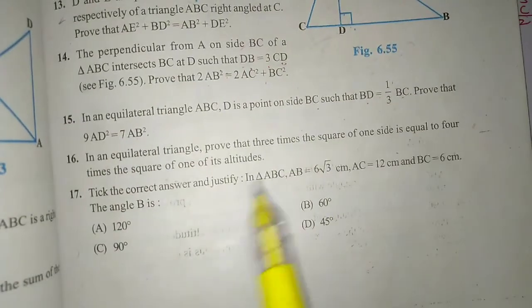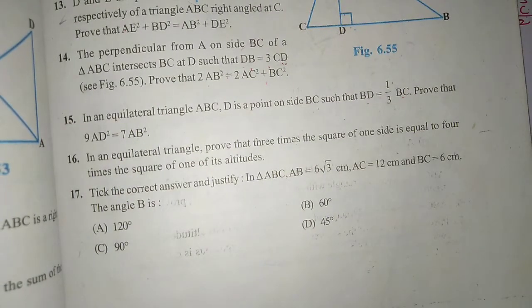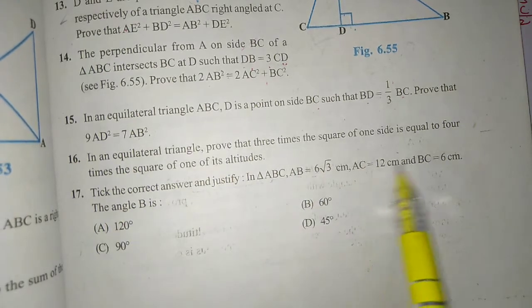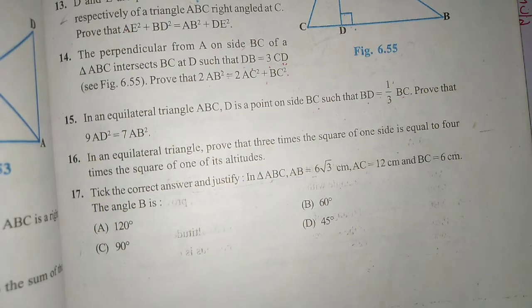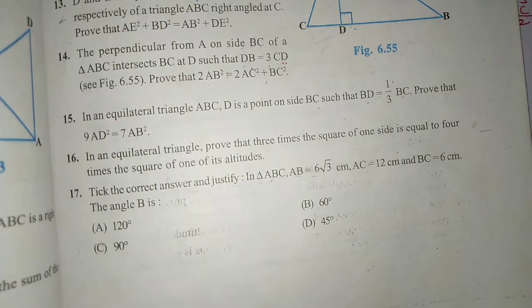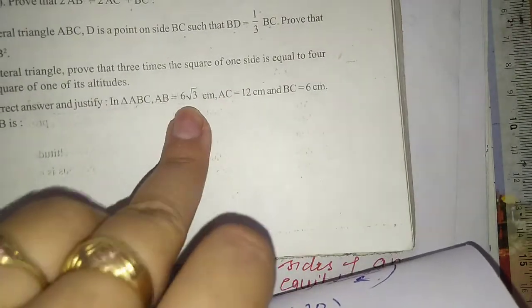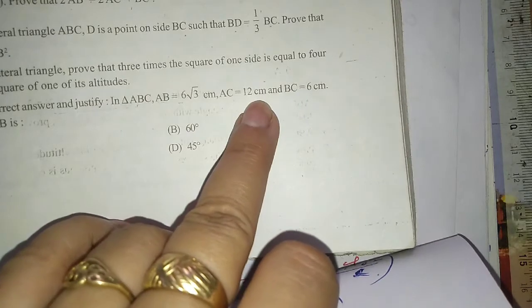Now question number 16 and 17 you can do yourself. Take the correct answer and justify. AB is given, AC is given, BC is given. Then we have to find what will be the angle B. So it is given here, triangle ABC.